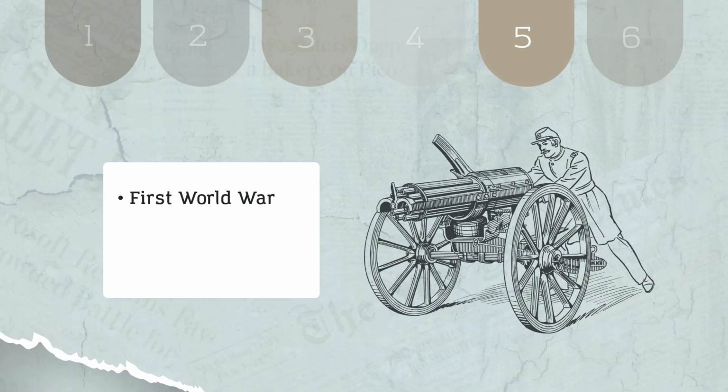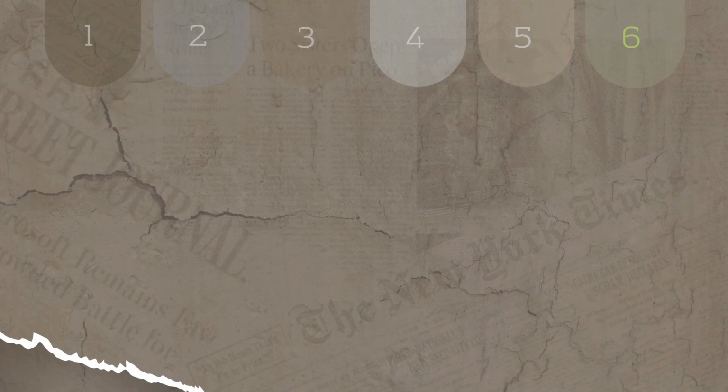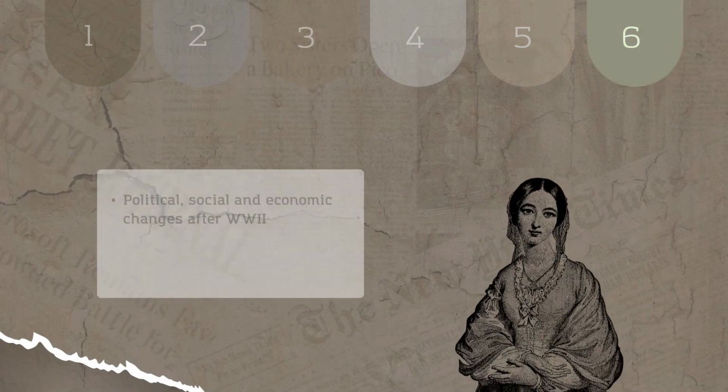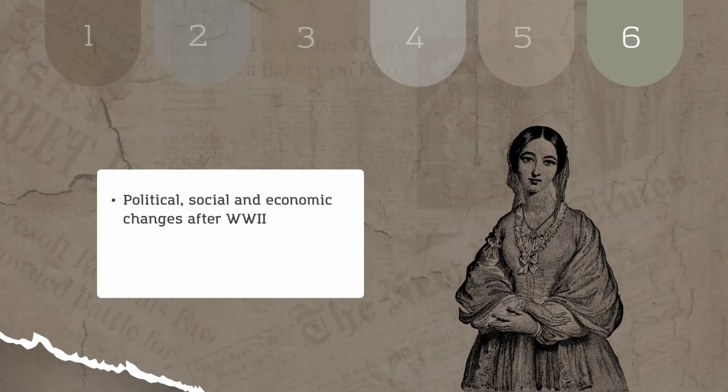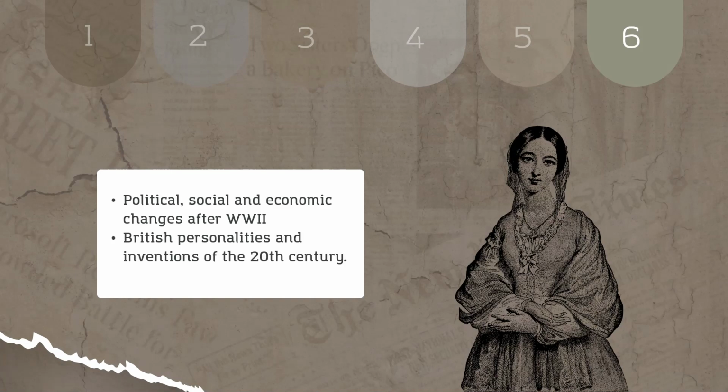Section 5 covers the periods from the First World War to the Second World War and what they meant for Britain. Section 6 runs through the political, social, and economic changes that took place in Britain after the Second World War and up to recent times. It also introduces some of the most important British personalities and inventions of the 20th century.